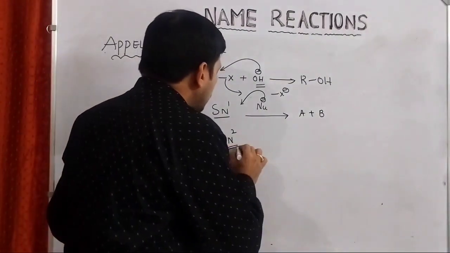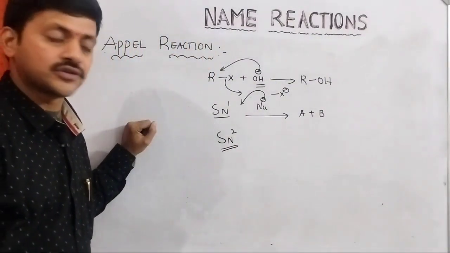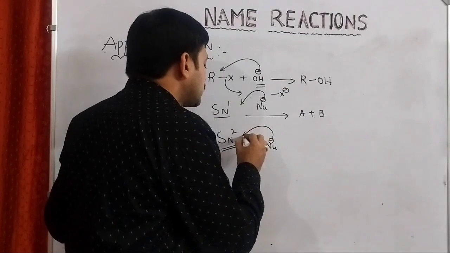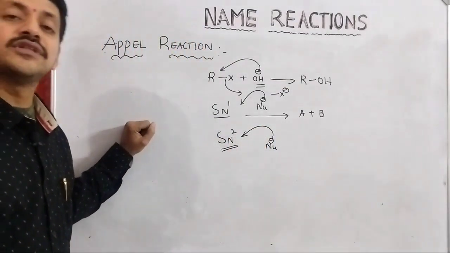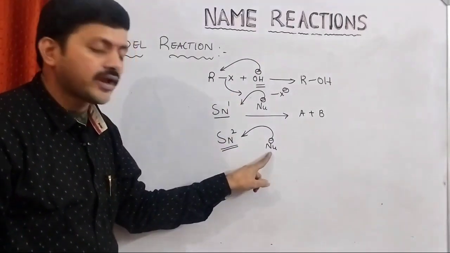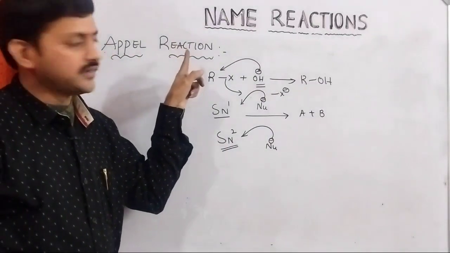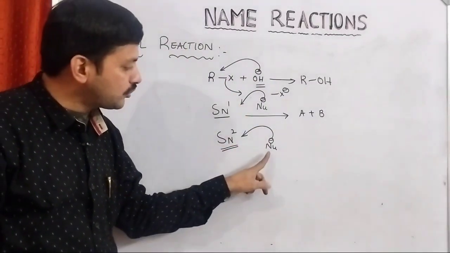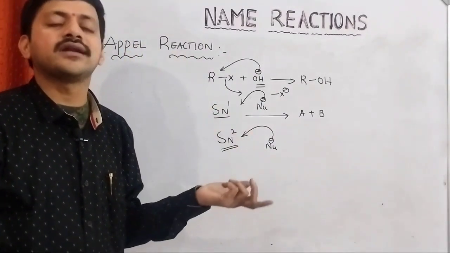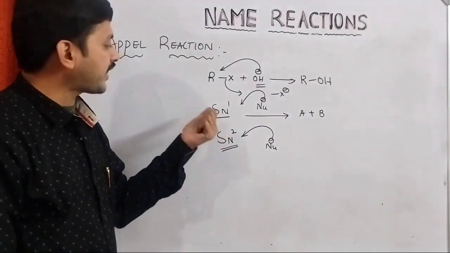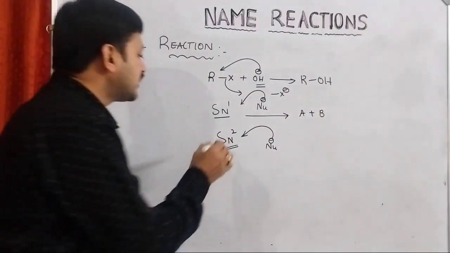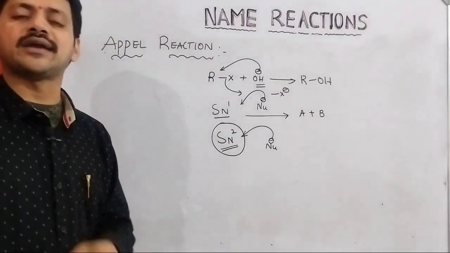But in case of the bimolecular reaction, what we are observing, the nucleophile is always going to attack that particular reactive site from the opposite position. If the X is in the front side, the nucleophile is going to attack from the back side. If the X is in the back side, the nucleophile is going to attack from the front side. This is the fundamental concept we all know in case of SN1 and SN2 reactions. The Appel reaction is similar to what we call an SN2 type of reaction.